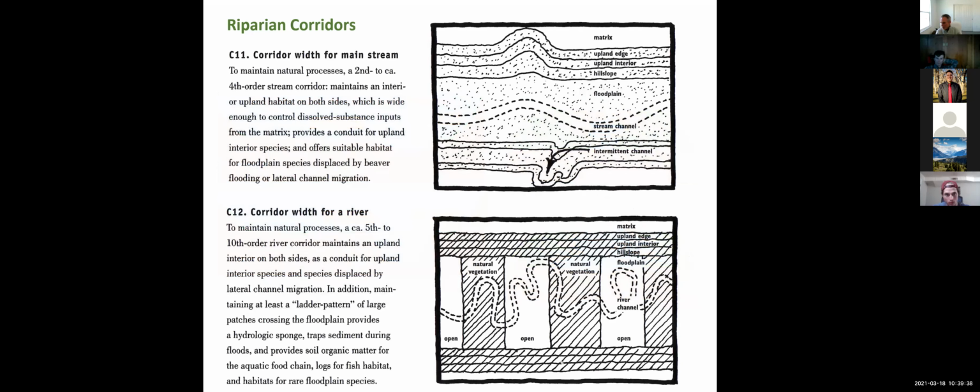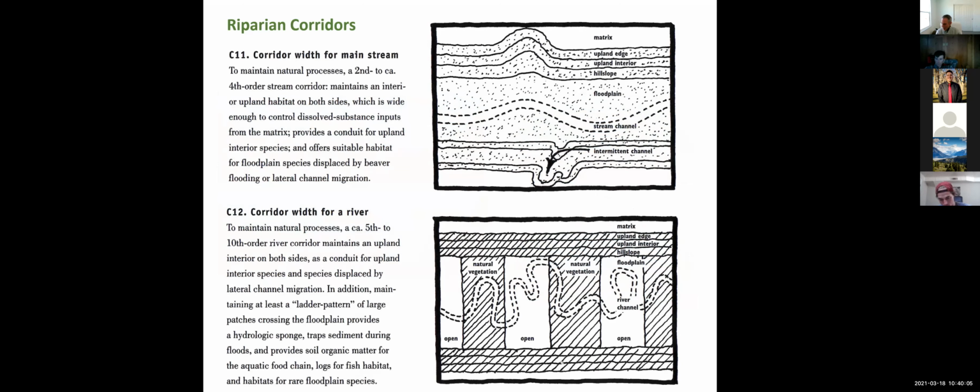These two diagrams are plan diagrams that show the needed corridor width to adequately maintain a stream or river corridor. Both of them include the entire riparian zone plus more upland areas, all the way up to the upland edge with the matrix. And these also show how much the waterway can meander within the floodplain.